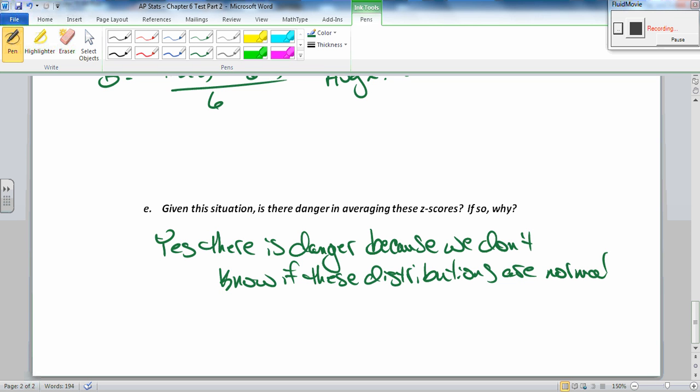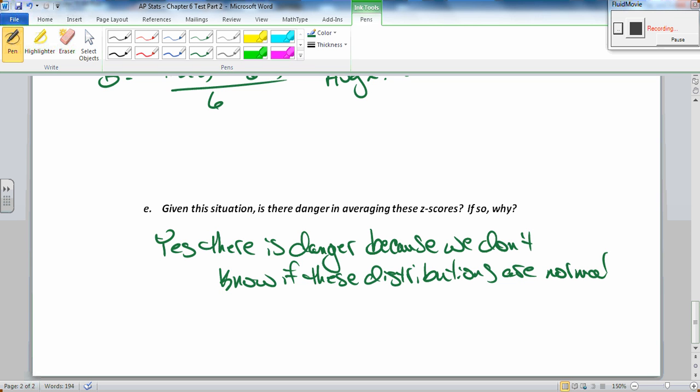Now, just because there's danger doesn't mean that we shouldn't do it. A lot of great things have been discovered when people decided to go ahead with something despite the danger, but they were well aware of what might lie ahead. And that's what you need to be aware of. And when you're reporting this data, make sure that that's very clear, that you understand it, and whoever you're presenting the data to also understands that. So yes, there is danger because we don't know if these distributions are normal.